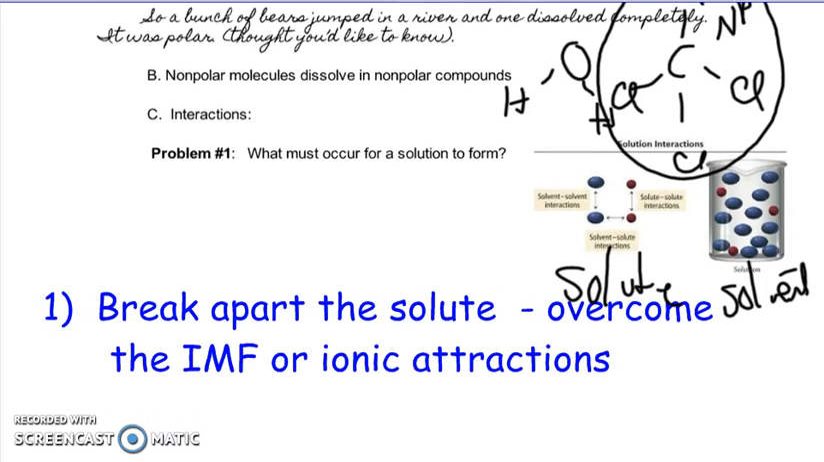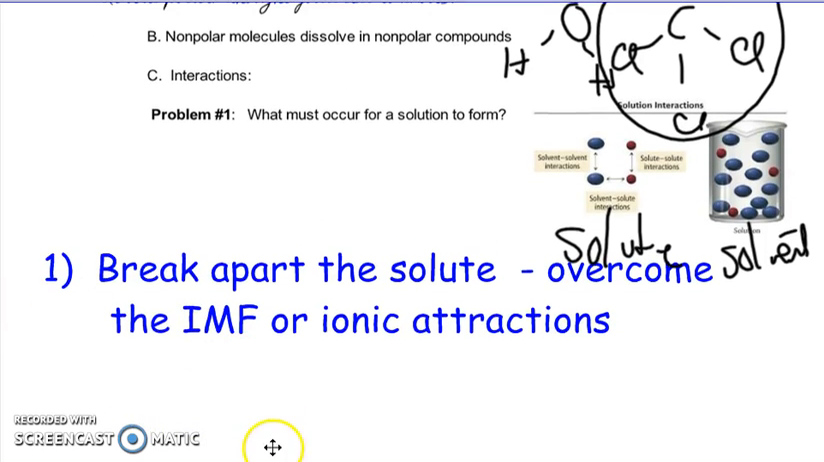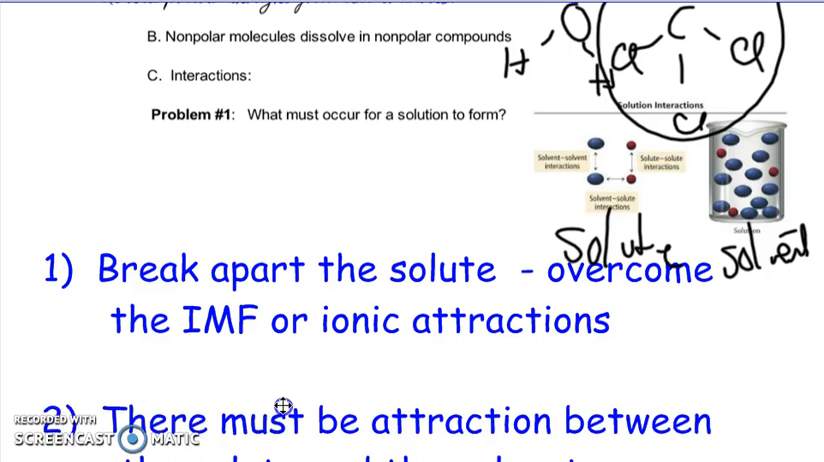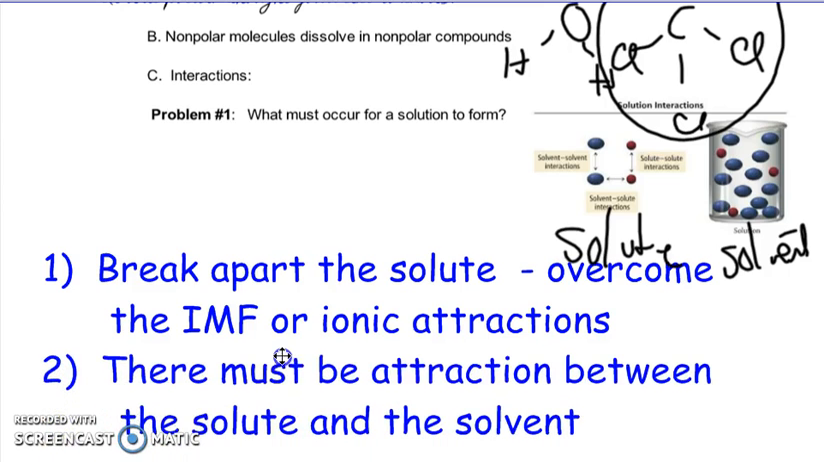And then what? We have to do something with the solvent. We have to have reactions between the solute and the solvent. That's why like dissolves like, because the polar molecule will have an attraction with the solute molecules. What about the nonpolar? Well, we still have to have the London dispersion attractions between the nonpolar solute and solvent.